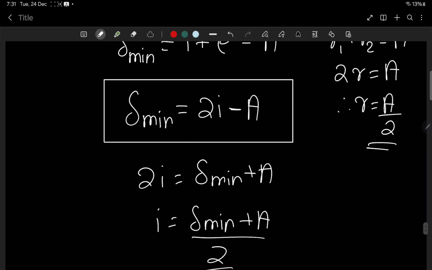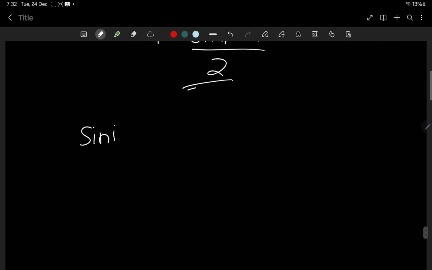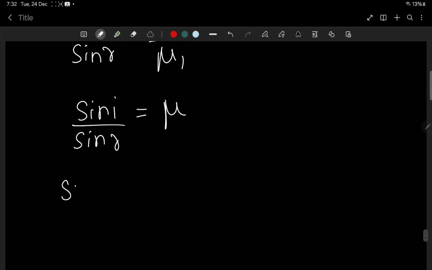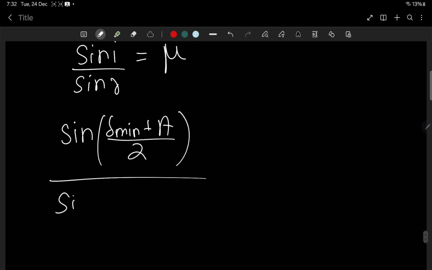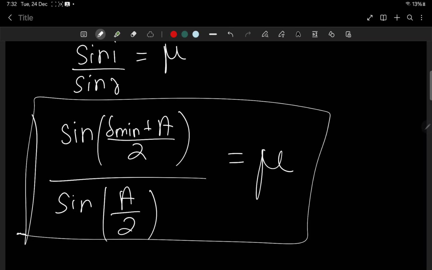Now if we are applying Snell's law, that you know that angle of incidence, angle of refraction, sin I by sin R equal to mu 2 by mu 1. Here mu 1 is 1 because it is air. So sin I by sin R is equal to just mu, that is refractive index of the glass. Sin I means sin of delta minimum plus A by 2 by sin of A by 2 is equal to mu. Very important formula, should learn by heart.